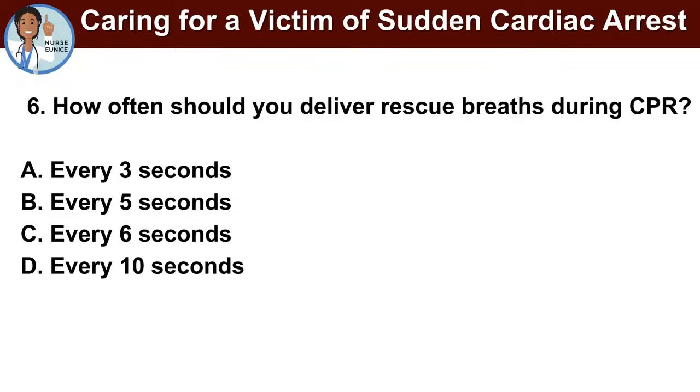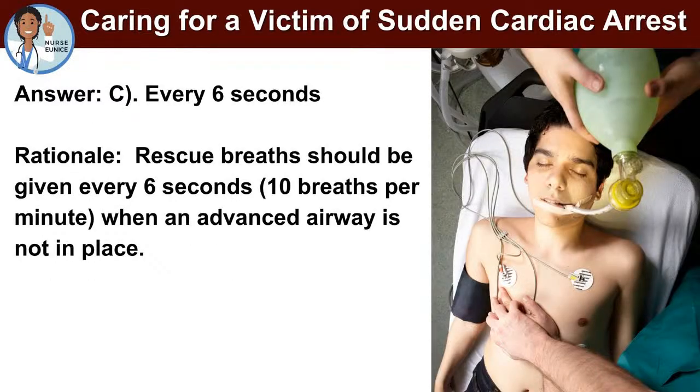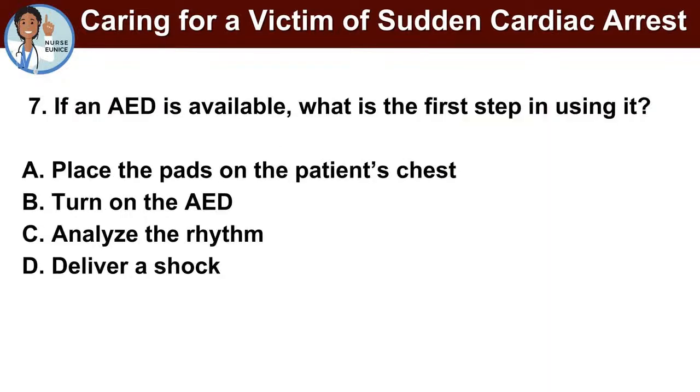And for this one, I want you to make note of it. It is every 6 seconds. So on average, the victim will receive about 10 breaths per minute. And this says when the advanced airway is not in place, but it doesn't matter whether advanced airway is in place or not. If we're giving rescue breaths while we're doing CPR, it's going to be 1 breath every 6 seconds. And that'll make more sense when you're actually in the ICU area and you see somebody who is being resuscitated, who has a trach and or who is intubated.